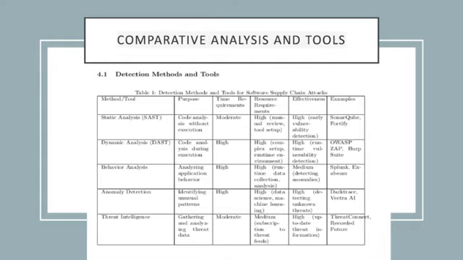And then we have done a comparative analysis for detection. This slide is for detection methods and tools. We have different detection methods like static analysis, dynamic analysis, behavior analysis, anomaly detection, and threat intelligence. And then we have written the purpose of these, the time requirements, the resource requirements, and how effective they are. Then one example for each is given.